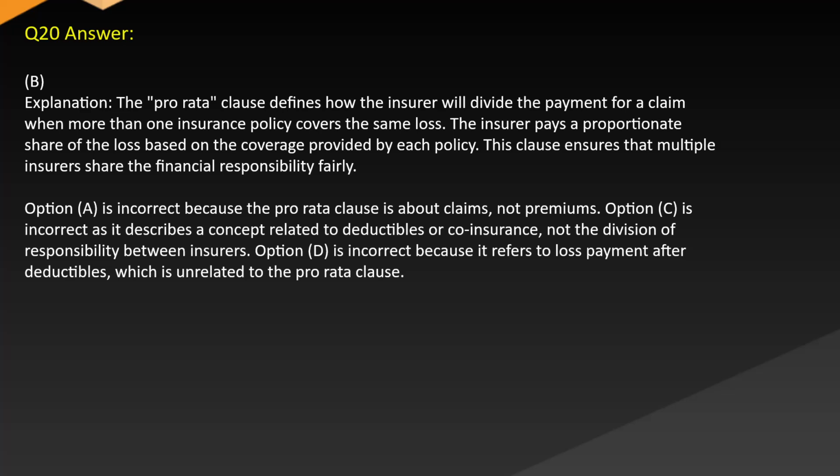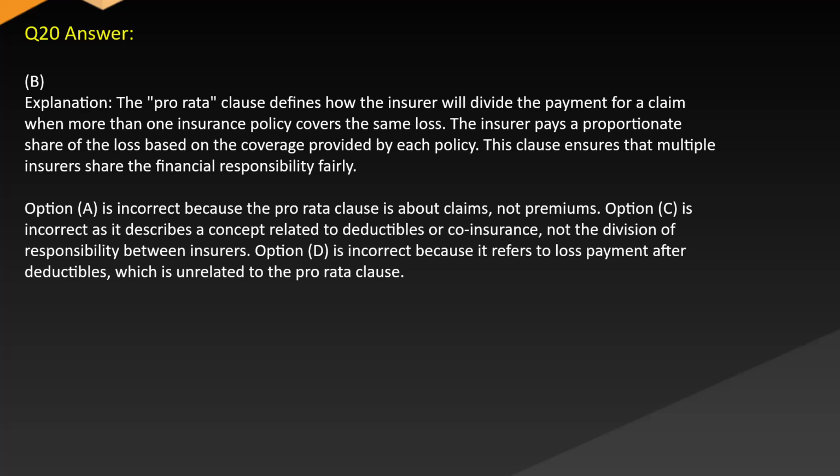Answer B. Explanation. The pro rata clause defines how the insurer will divide the payment for a claim when more than one insurance policy covers the same loss. The insurer pays a proportionate share of the loss based on the coverage provided by each policy. This clause ensures that multiple insurers share the financial responsibility fairly.